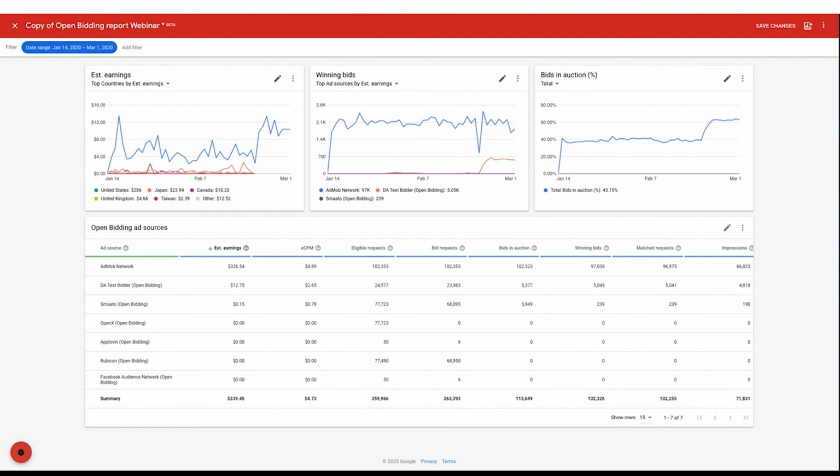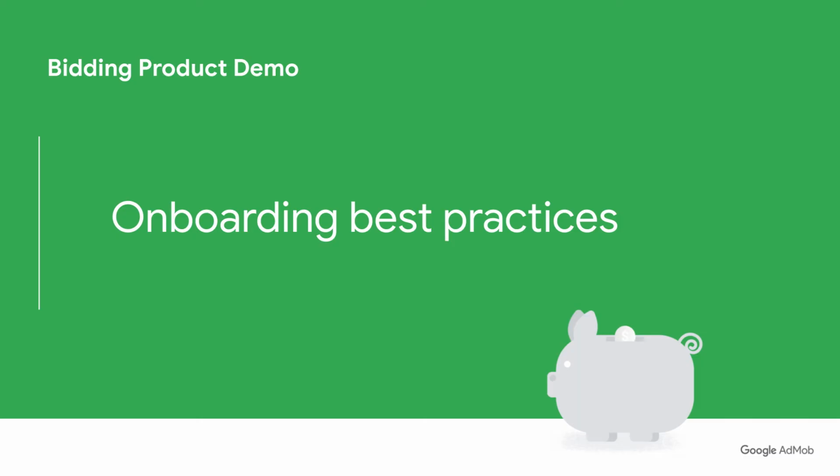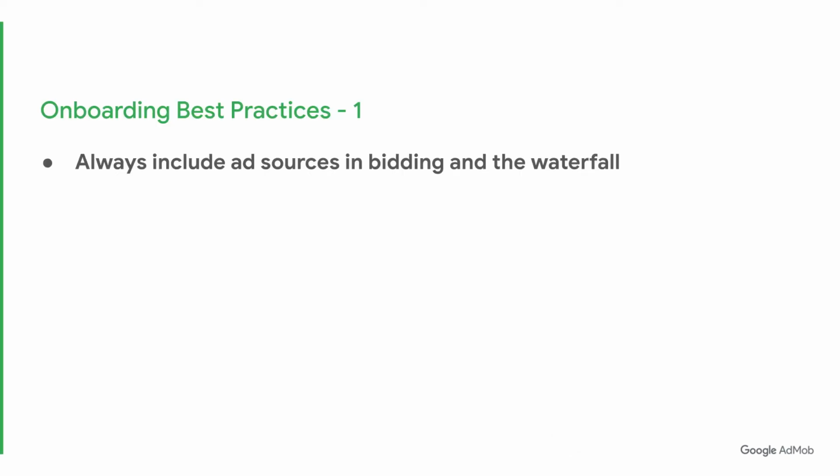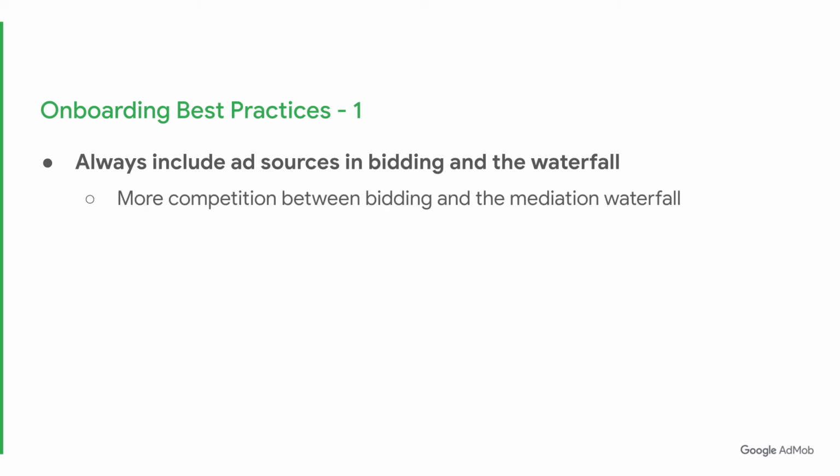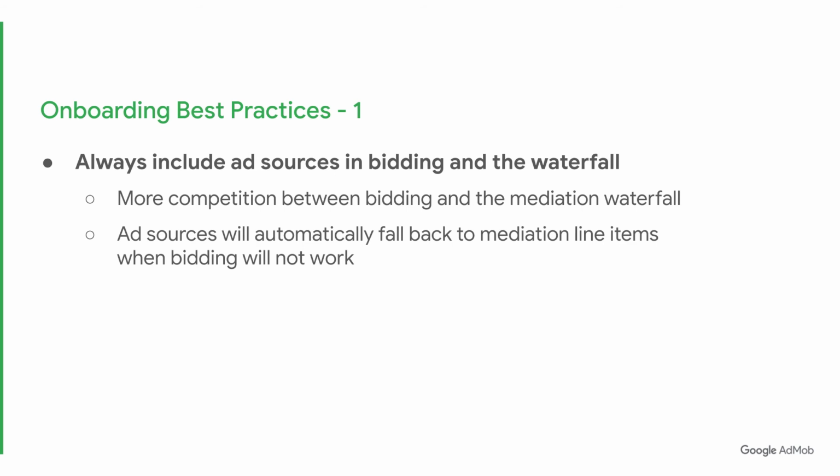For further troubleshooting advice, you can access the Authorized Buyers Support Guide online with the focus on understanding that real-time bid breakout data. Now that we have shown you how to set up open bidding, I'd like to share some best practices when onboarding. First of all, we recommend always including ad sources in open bidding and the waterfall, and this is for a couple of reasons. Doing so creates more competition between open bidding and that mediation waterfall, and more competition typically means higher CPMs. In addition, in the case where open bidding will not work, ad sources will automatically fall back to those mediation line items to help publishers capture the revenue opportunity.